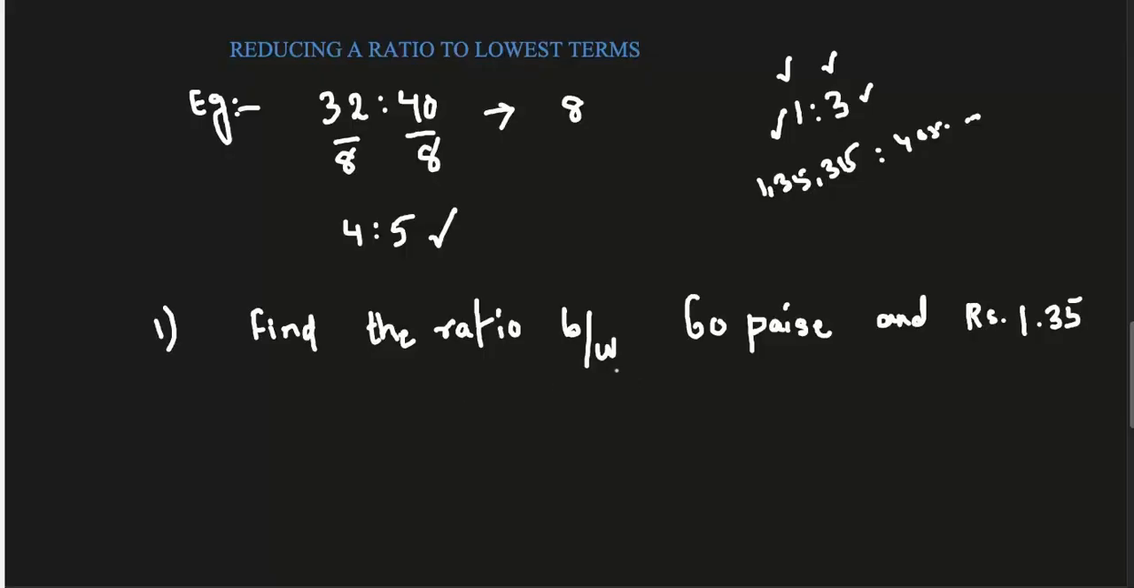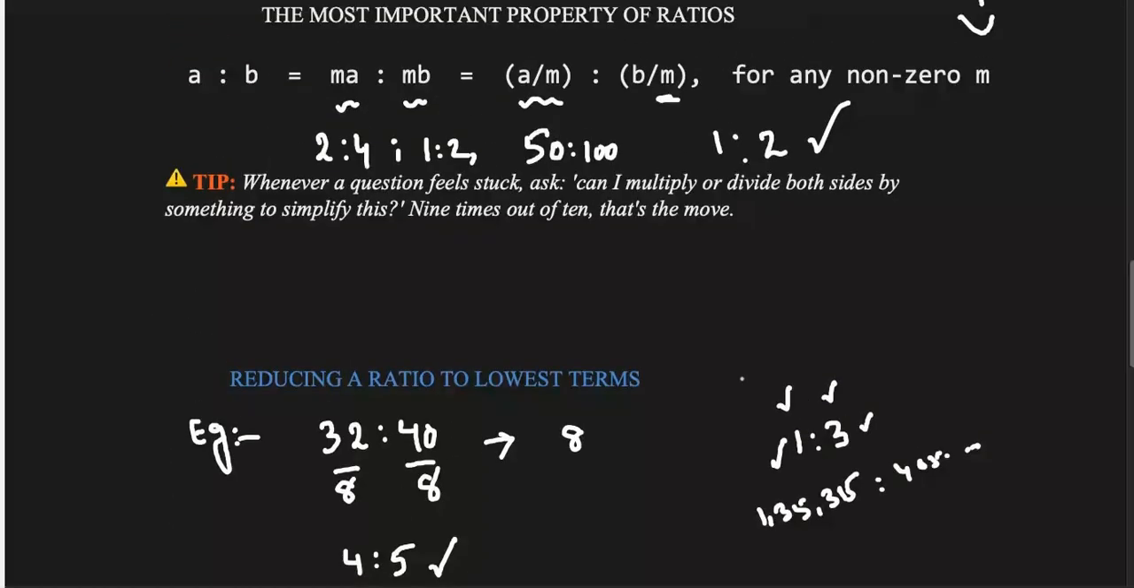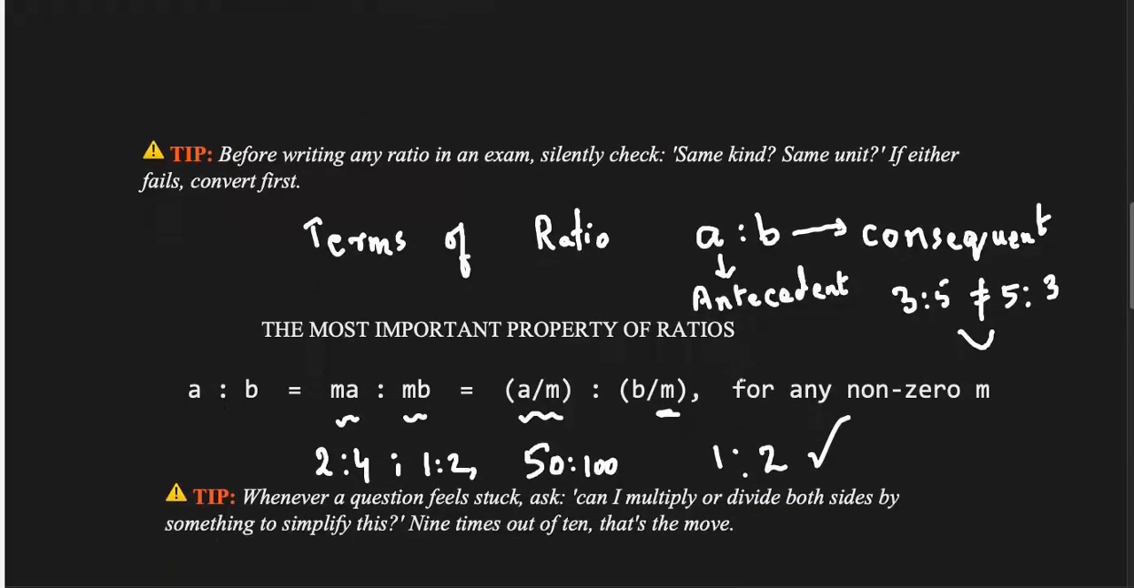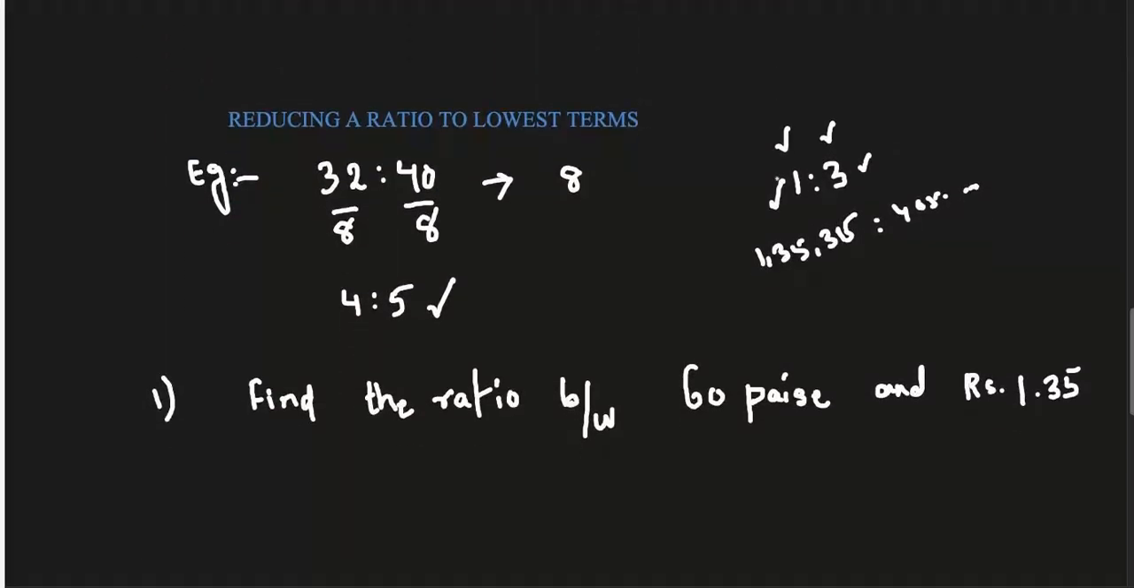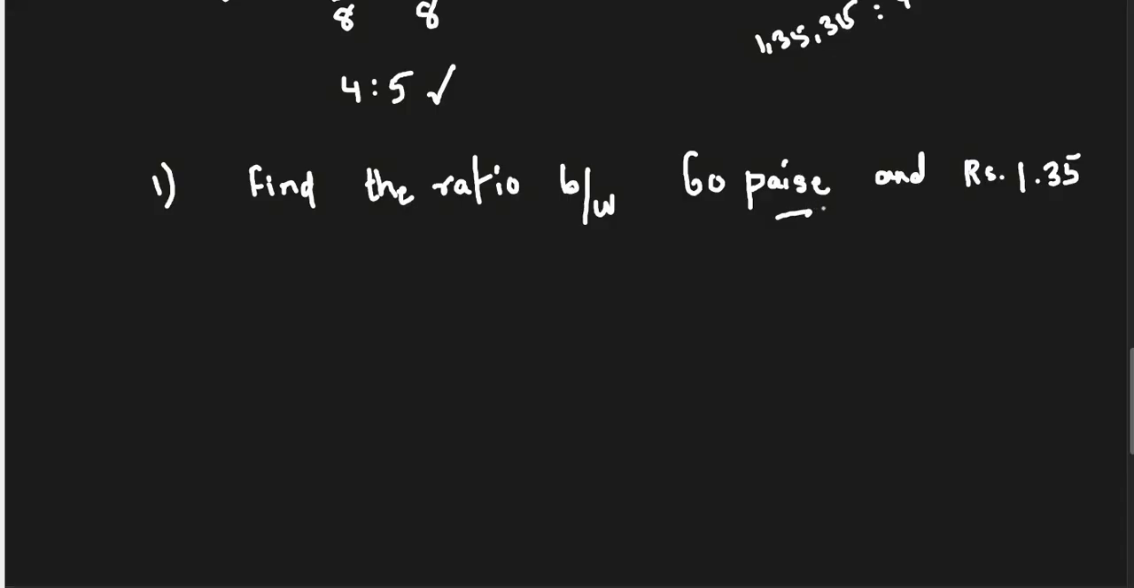Okay, so find the ratio between 60 paise and rupees 1.35. First of all, what is the important thing we have discussed? The same kind and same unit. We have to check. Same kind, yes, money. Unit, same? No. Units are not the same. Paise and rupees, both are different. So we need to first change it to paise. Make it simple. 60 paise is to 135 paise. Now both are in the same units.